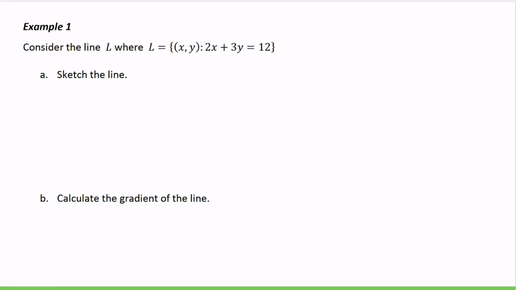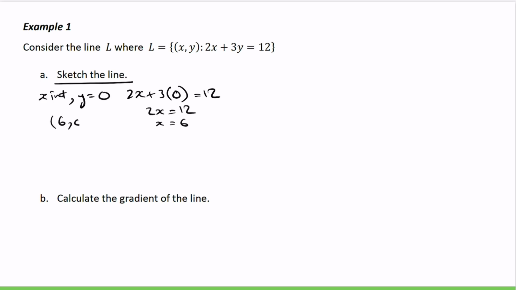So example 1, consider the line L, where L is equal to this function. First thing they want us to do is to sketch the line. And as we said earlier, the two things that we need are the x-intercept and the y-intercept. In order to find the x-intercept, what we want to do is make y equal to 0. So we'll just go ahead and do that. That'll be 2x is equal to 12, therefore x is equal to 6. So my x-intercept is 6 and 0.